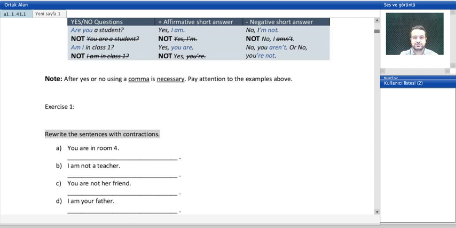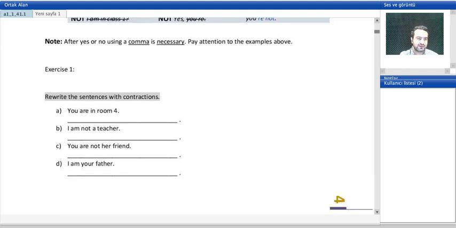So pay attention to the examples above. Yes, we have a table here, and when you look at it, you can find the examples I made for you.